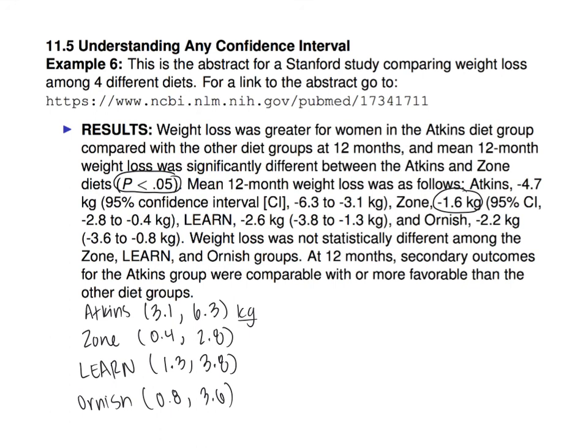And then also notice that this bit they said here about the significant difference between the Atkins and Zone is because these two intervals have no overlap. That's why they can conclude that there really is a difference between these groups, whereas the Learn and the Atkins, and the Ornish and the Atkins, both have a little bit of overlap, although it does seem like it's not very much. So that's a study that you could look at if you feel like it, but it was just an example of how confidence intervals were used in a real-life study.